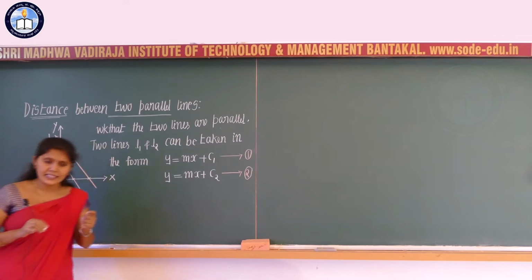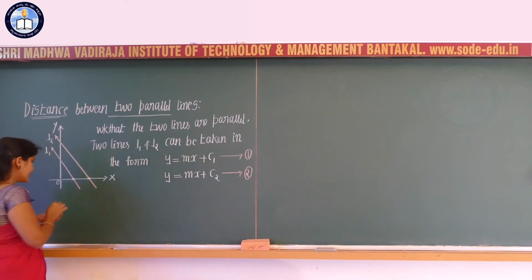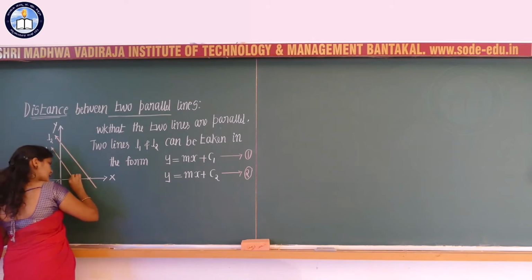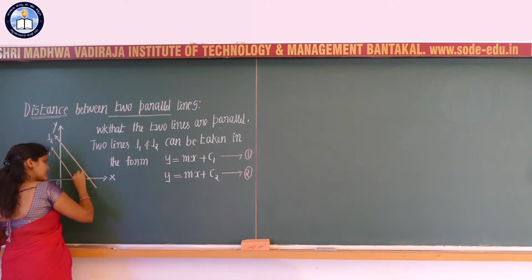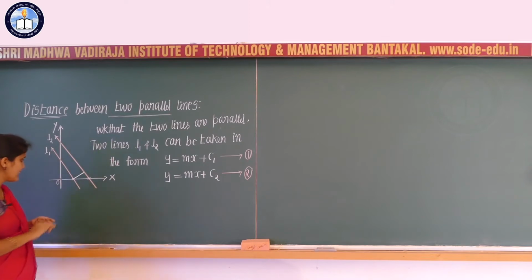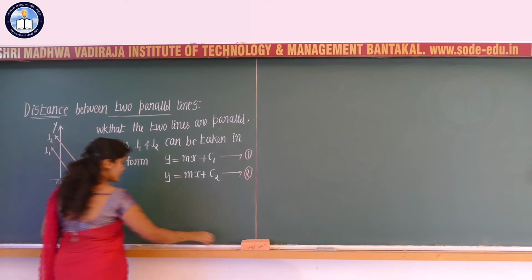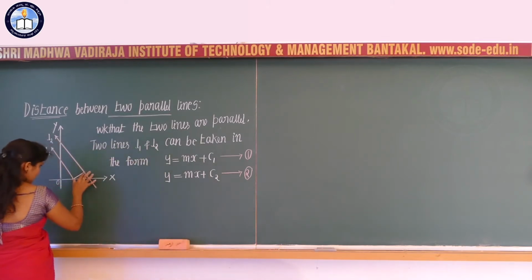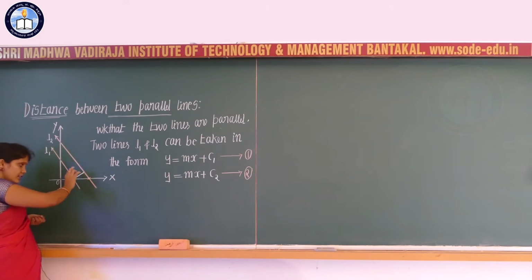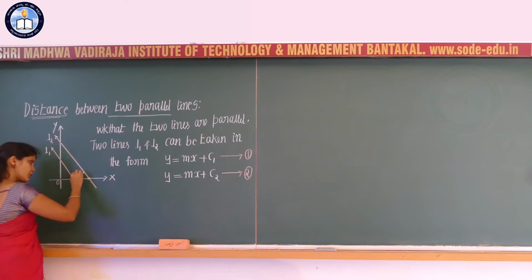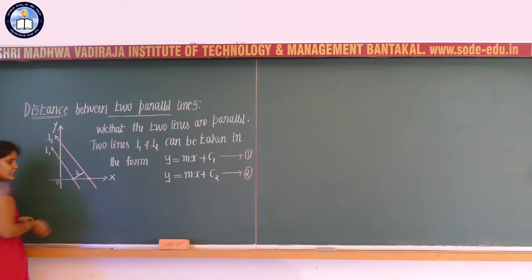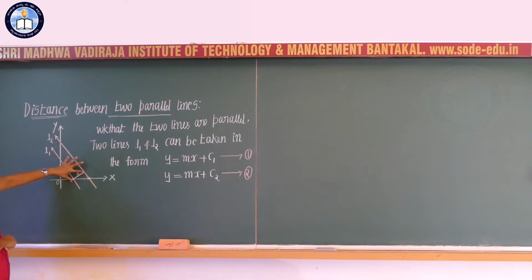If we are considering any two parallel lines, then the distance between those two lines is nothing but the perpendicular distance between the two lines L1 and L2. Here I am going to consider this distance from one point to the other line, and I am going to consider this as D. D represents the distance between the two lines.